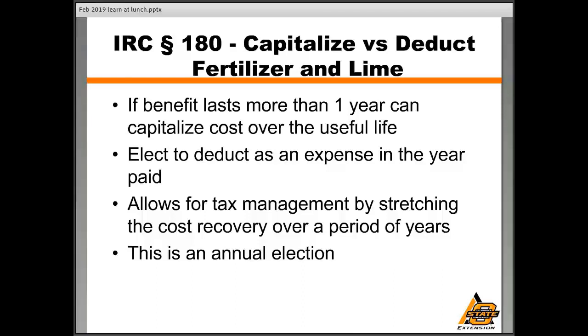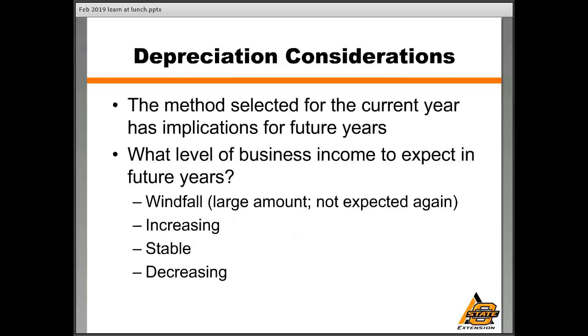Now the idea is this is an annual election, so what we do this year we can change. If we buy more fertilizer next year, we can change to a different election. So it's a unique tool, not often talked about, very seldom talked about, and very seldom used, but it does have a great benefit in times when we do have large amounts of income expected in the future, and we need to have some offsetting expenses in those years.